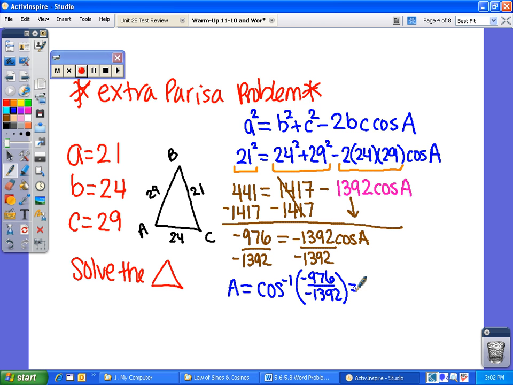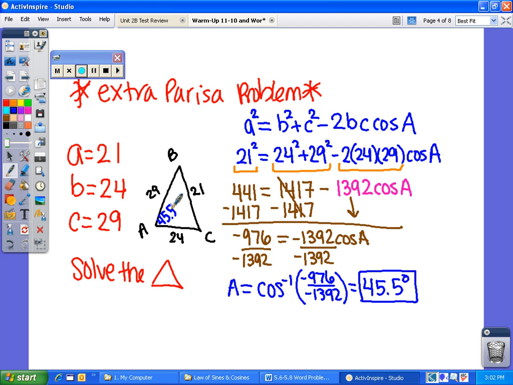Okay, so I put that into my calculator, and I wound up getting 45.5 degrees. That is my value for A.